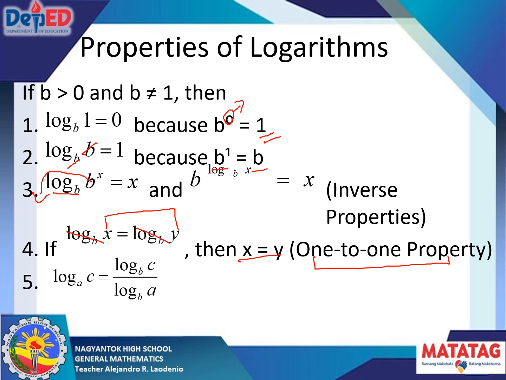And log of c to the base a equals log of c to the base b over log of a to the base b. Okay, so what's that? So then that would be now the division property, log of b to the base a equals 1 over log of a to the base b.